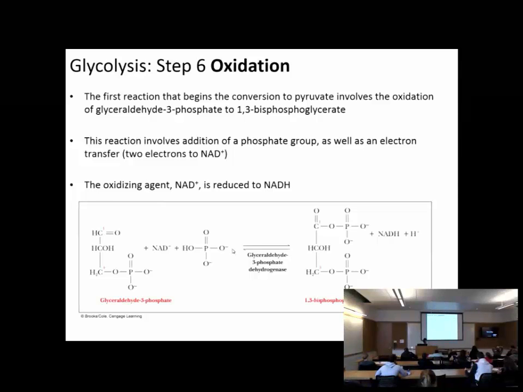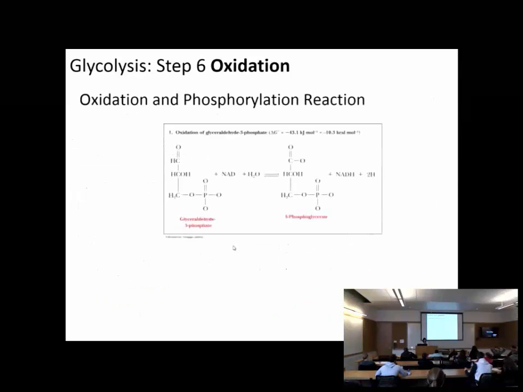But let's take a closer look at it. This really happens in 2 steps. First, we have the oxidation. And NAD is going to be the oxidizing agent. And look at the energetics. This is a delta G.